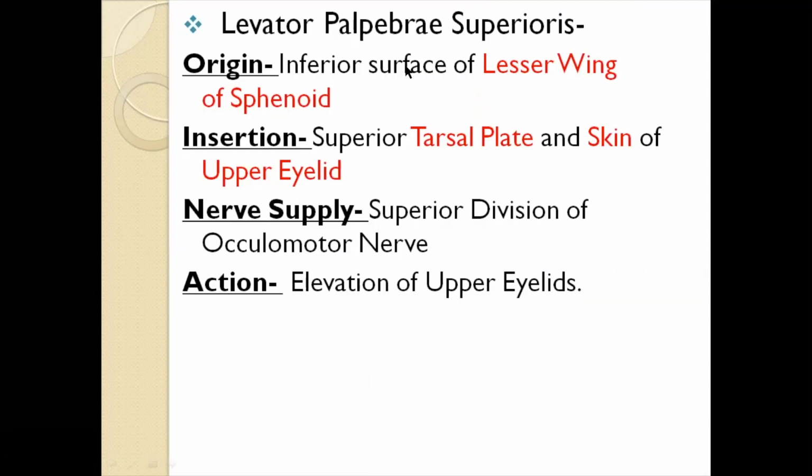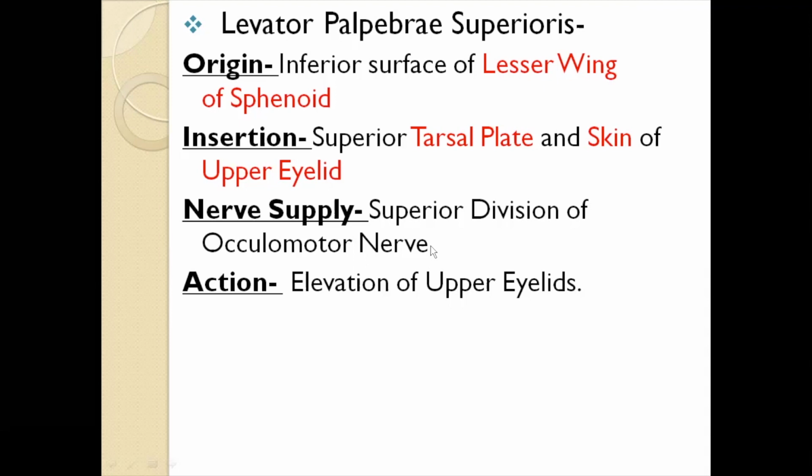What is the nerve supply? I've told you in the very beginning that the majority of the muscles of facial expression are supplied by the facial nerve, but there are certain muscles which are supplied by different nerves. Levator palpebrae superioris is one of these examples, which is supplied by the superior division of the oculomotor nerve. So do remember that it doesn't have a facial nerve supply, but an oculomotor nerve supply, and that too the superior division.